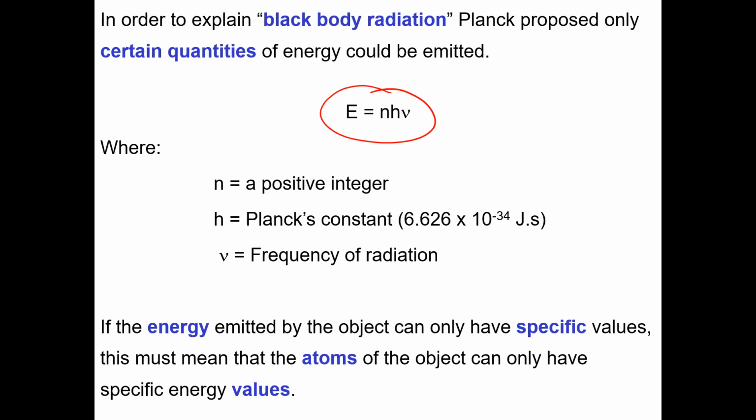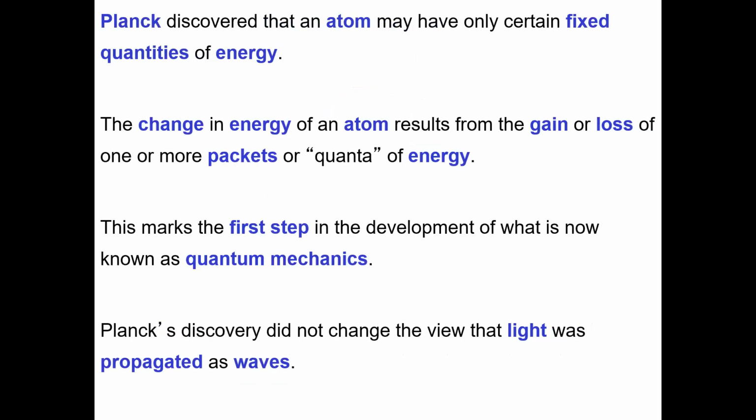So if you think about this, if the energy emitted by a black body can only have specific values, then that means that the things that make up that black body, that is atoms, can only have specific energy values. What we're really saying is that atoms can only have certain fixed quantities of energy.